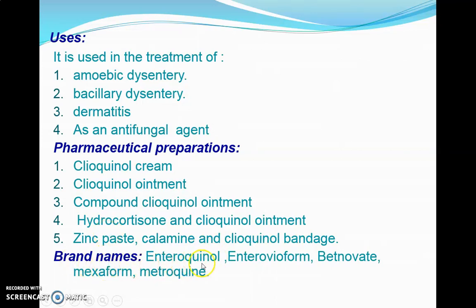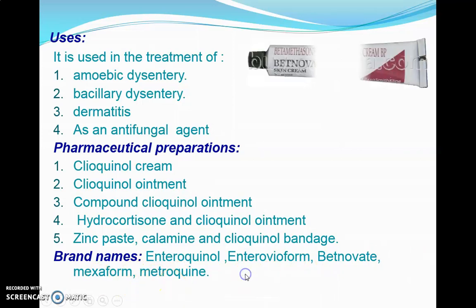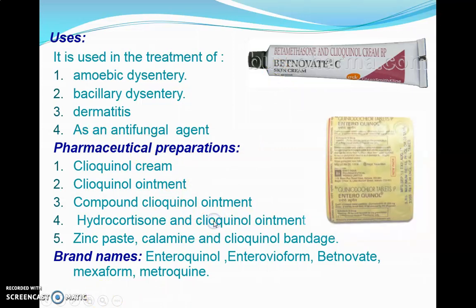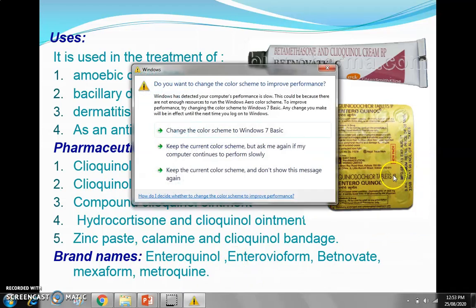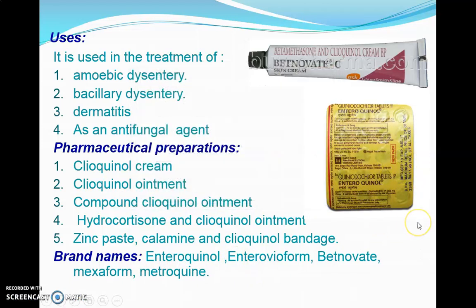Brand names include Enteroquinol, Enteroformin, Betnovate, Mexaform and Metroquine. Betnovate is a popular cream brand prepared by Glaxo, betamethasone with Clioquinol cream, applied topically mostly for skin conditions and fungal infections as an antifungal agent. Enteroquinol is a brand used in the treatment of bacillary dysentery or amoebic dysentery as prescribed. This is the most popular brand available in the market.